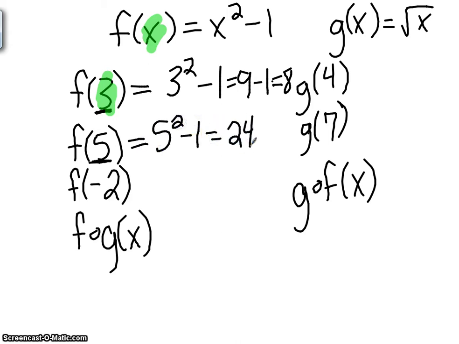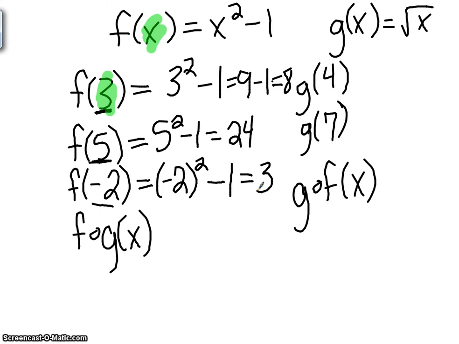Do the same thing with negative 2, where I plug negative 2 in for x now. So negative 2 squared. Now remember, when we have those negative values, we want to make sure we're putting them in parentheses before we evaluate in the calculator. And so that would give us positive 4 minus 1 is equal to 3.